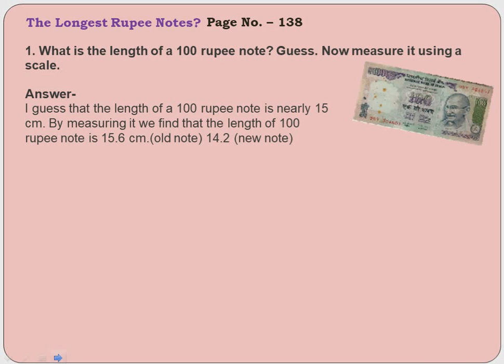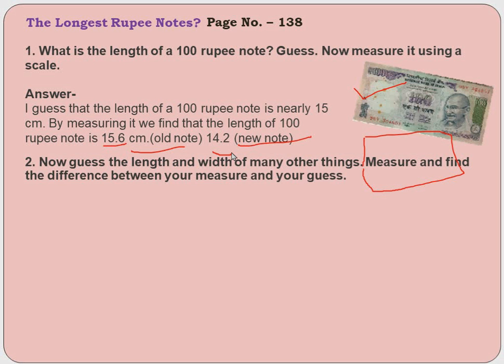The one mentioned here is an old note, and now we have a purple color new note also. Both the measurements are given here because a few may see from the old note and a few might see from the new note, whichever is available in your hand. That's why. So for the old one I got 15.6 centimeters and for the new one I got 14.2 centimeters. Now guess the length and width of many other things. Measure and find the difference between your measure and your guess.